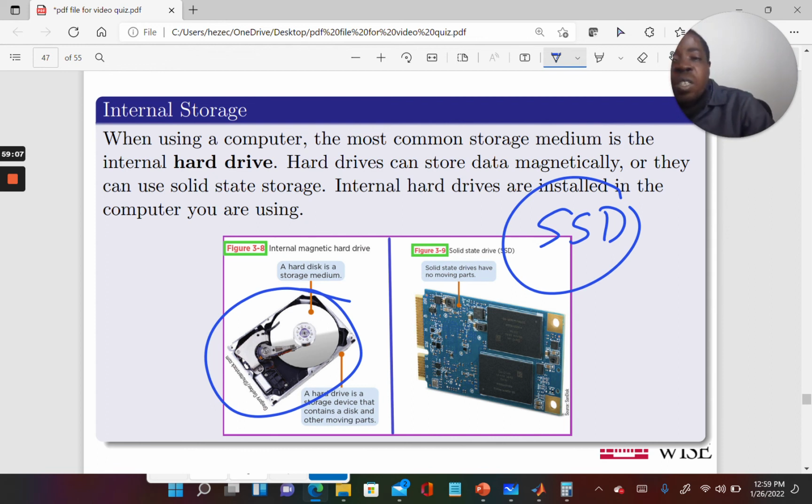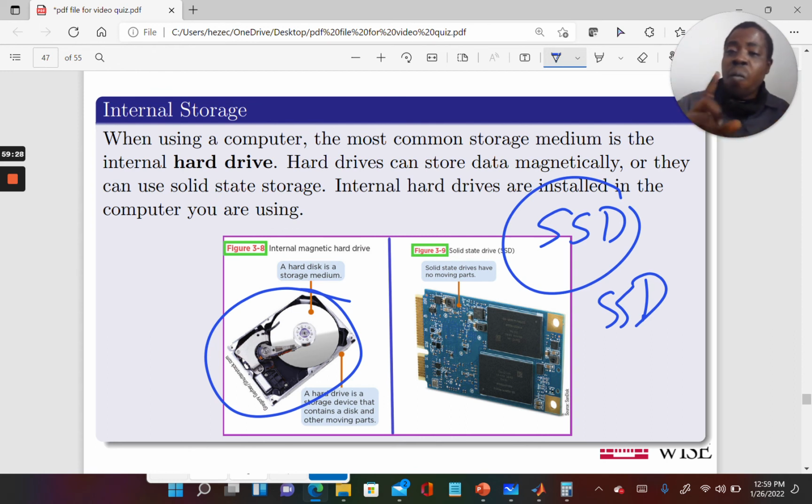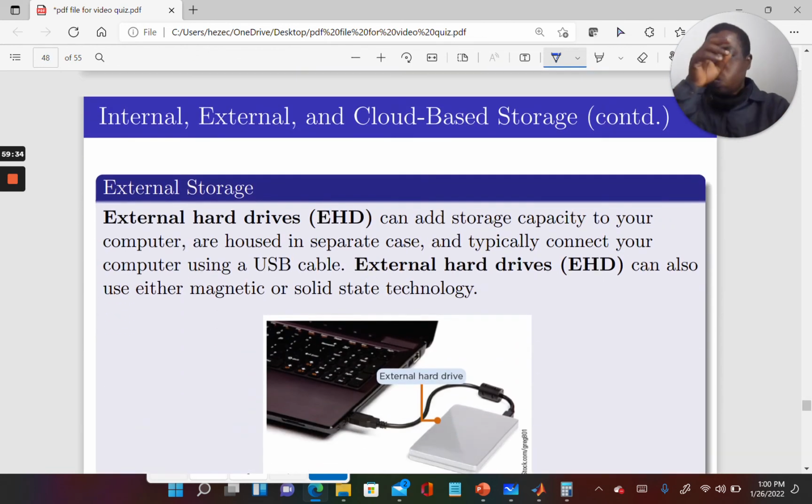I will discuss in class today that SSD is more durable, and you can expand it. It's mobile. It doesn't use a magnetic disk and doesn't use moving parts. Internal hard drives are installed in the computer you are using. Like in the second video you are watching, you can install your hard drive by yourself. And you also have an external hard drive.